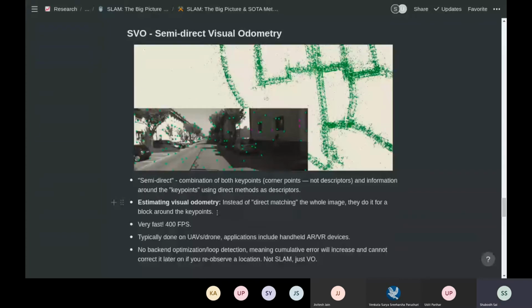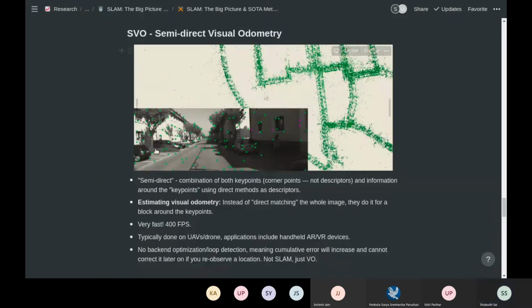Why do we use direct methods and why do we use feature points? What are the advantages of each? Direct methods use the whole image information, and feature point methods are fast, which helps if you want to do something like local bundle adjustment. So you want a trade-off of both. This method is kind of the best of both worlds.